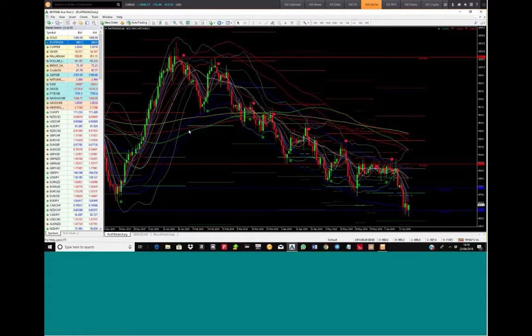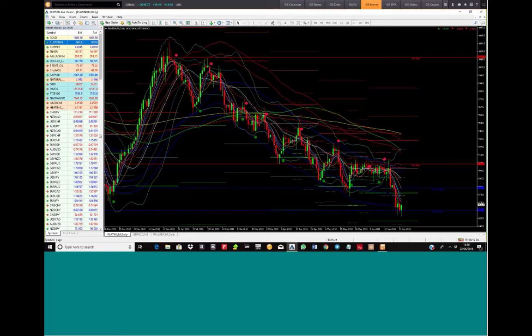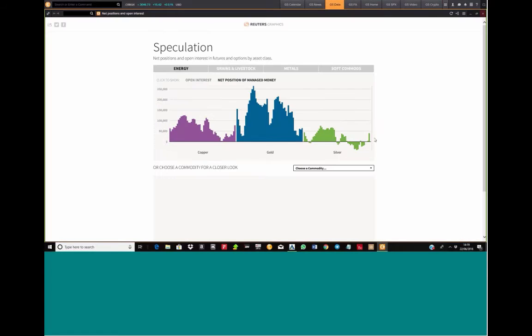Now, what I'm going to be looking at later on today, it will come out about 8:30ish London time, is the commitment of traders data. I'm very interested to see whether funds have increased their net long positions on gold or whether they've reduced, and silver as well, because that will give us a bit of a heads up in terms of what we can expect going into next week.